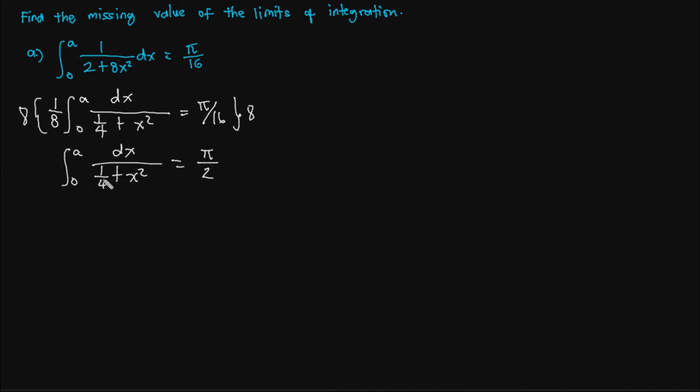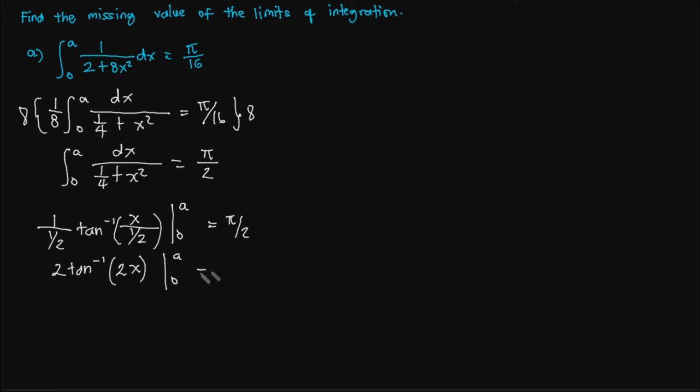Okay, now for this case, we know quite well that this is the inverse tangent of x over the square root of 1/4. So this becomes 1 over 1/2, and then the inverse tangent of the ratio, that is x over 1/2, and then we evaluate this from 0 to a, that is equal to pi over 2. Now I can rewrite this as 2 inverse tangent of 2x, from 0 to a, which is equal to pi over 2.